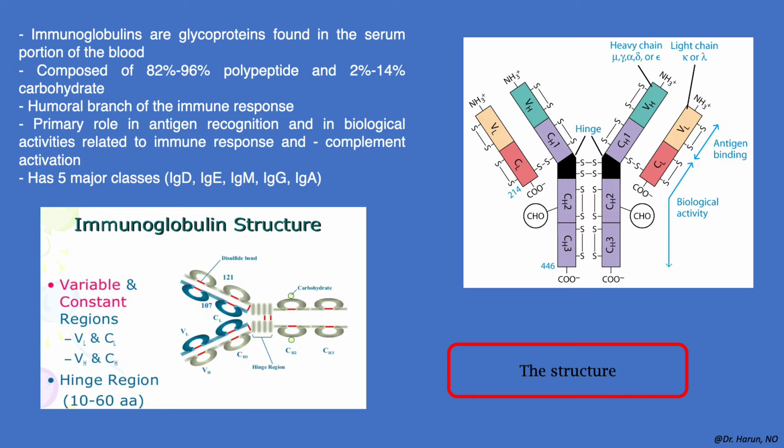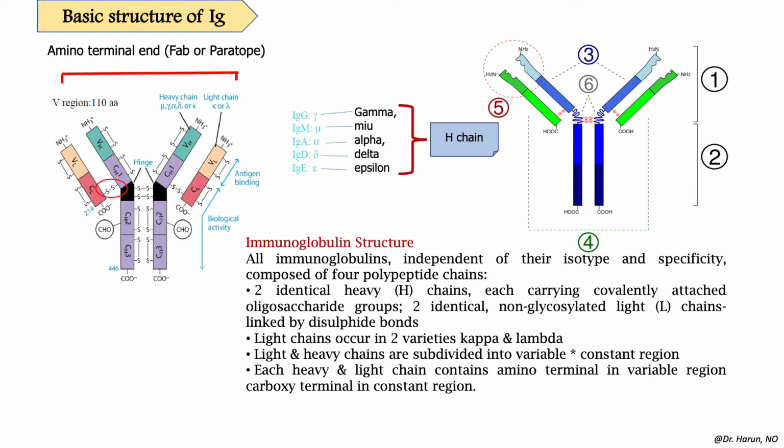So this is roughly the structure as illustrated by the scientist ataupun the researcher. Dia mempunyai variable dan juga constant region, V and C, V light, okay, and C light, manakala V heavy dan juga C heavy. Manakala hinge region adalah between 10 hingga 60 amino acids. And kalau kita lihat, this is the structure of the immunoglobulin.